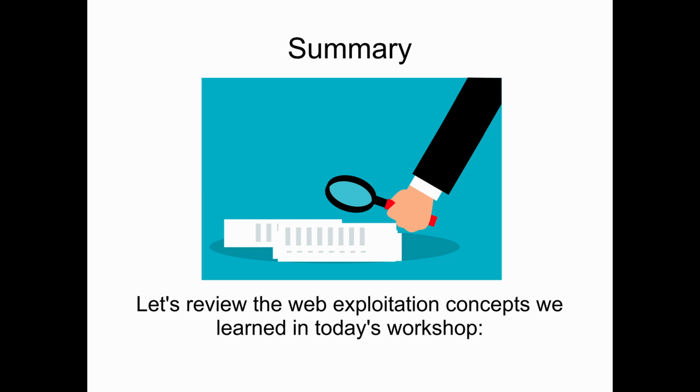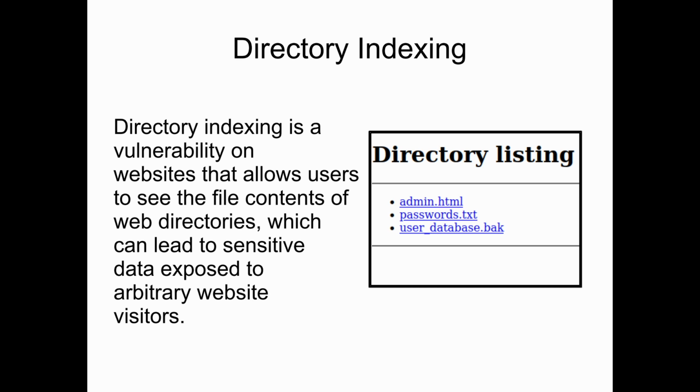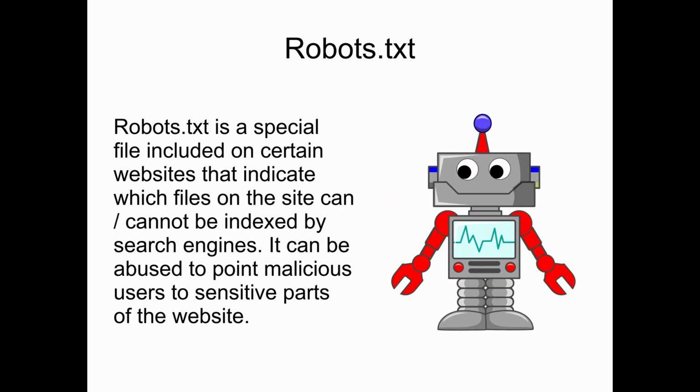Let's review the web exploitation concepts we learned in today's workshop. Directory indexing is a vulnerability on websites that allows users to see the file contents of web directories, which can lead to sensitive data exposed to arbitrary website visitors. Robots.txt is a special file included on certain websites that indicates which files on the website can or cannot be indexed by search engines. It can be abused to point malicious users to sensitive parts of the website.